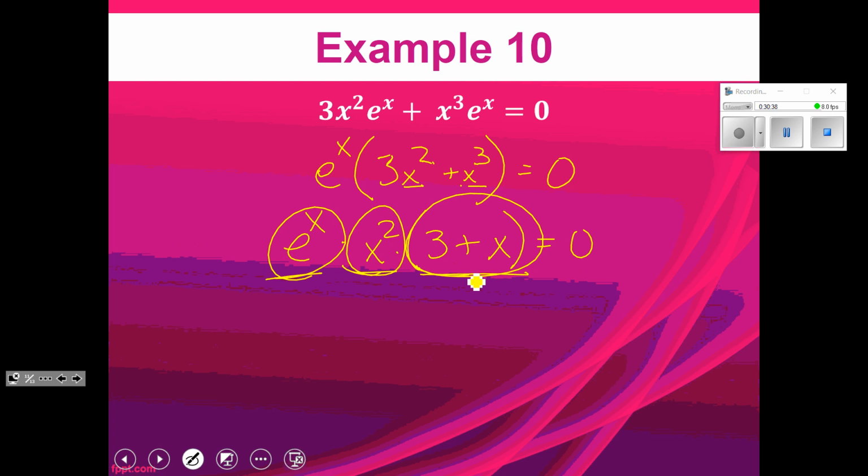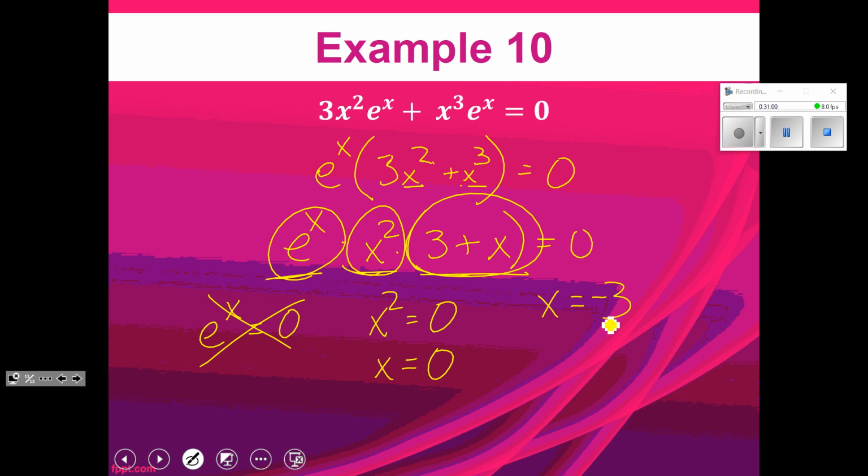So tell me about e to the x equals 0. It's not going to work, so we're going to throw him out. Okay. All right. And then x squared equals 0. So what would x equal? 0. Okay. And then here, x would equal -3. And so these are your answers.